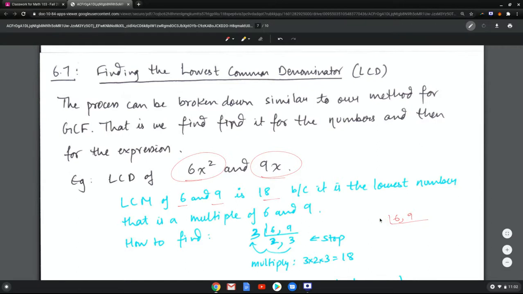then see, does 2 divide both of them? It doesn't. Does 3 divide? Yes. So you divide by 3 and then you write out the quotients here. Now at 2 and 3 you can stop because there is no number that divides both 2 and 3. And then your LCM is just going to be the product of these. So you get 3 times 2 times 3, which is 18.